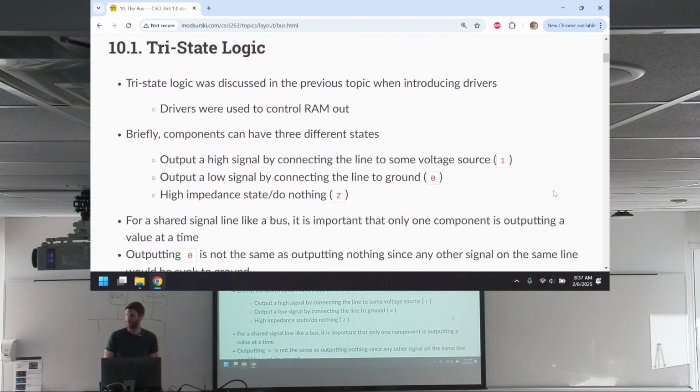So as discussed before, we have this tri-state logic. We use these drivers to control the output of RAM. To review this again briefly, if the driver is on, it relays whatever the input signal is. If that input signal is a 1, we output a 1. If it's a 0, we output a 0. But if the control line for that buffer is off, it doesn't output anything. It outputs Z, which is not outputting anything, but we can think of it as a Z state.